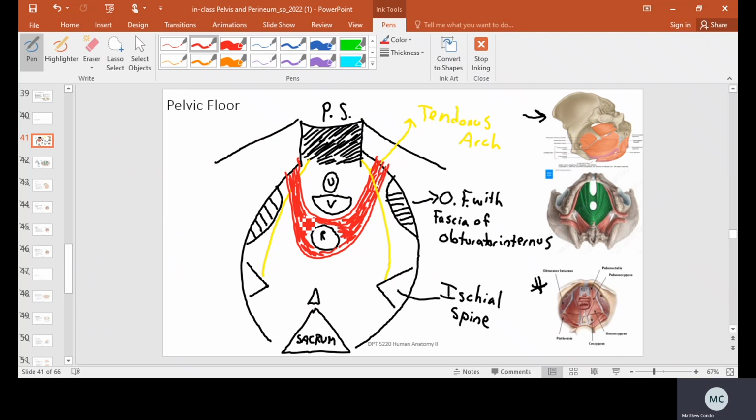So this red muscle here is going to be called Pubo Rectalis.